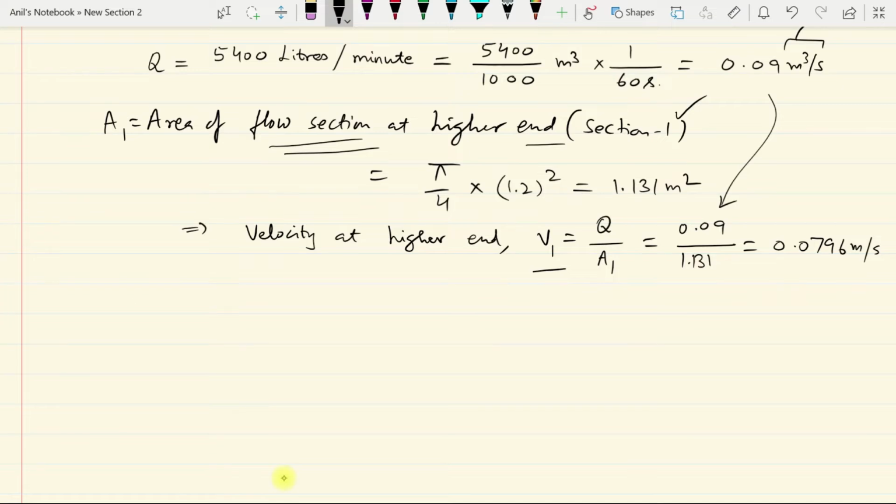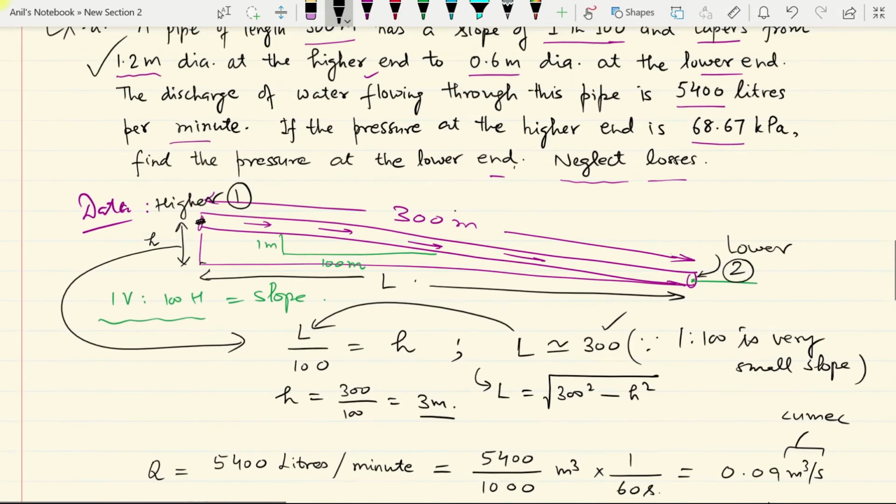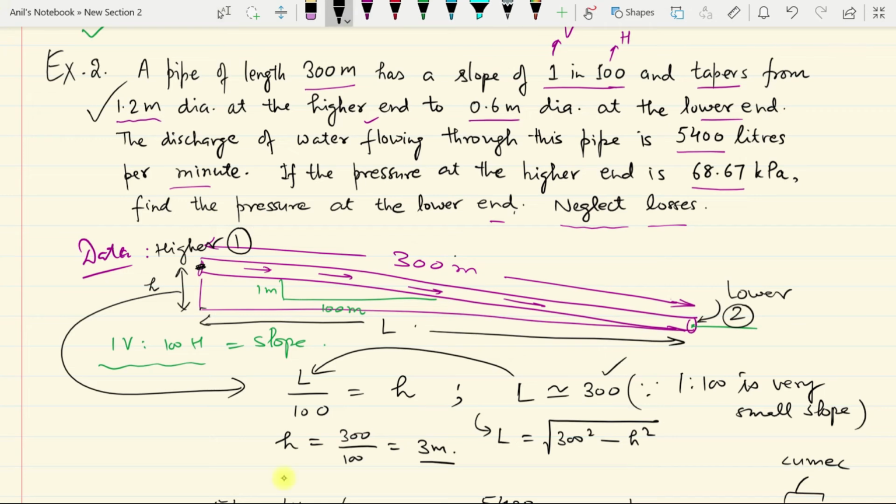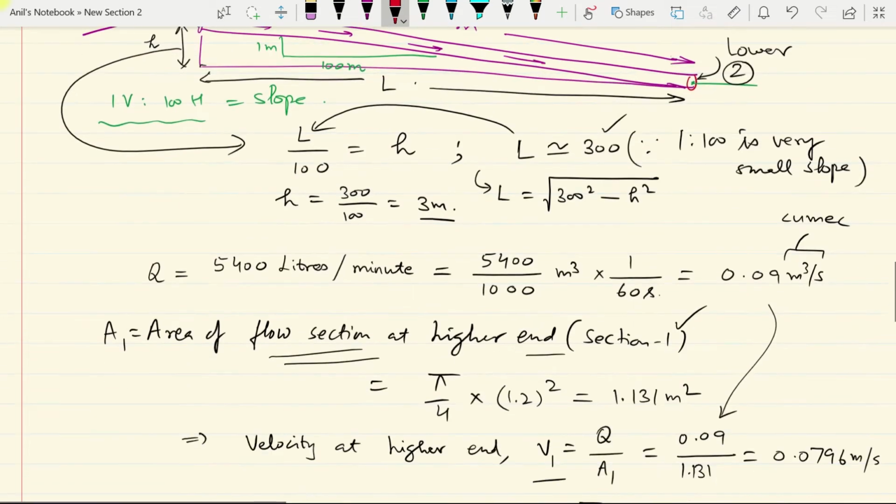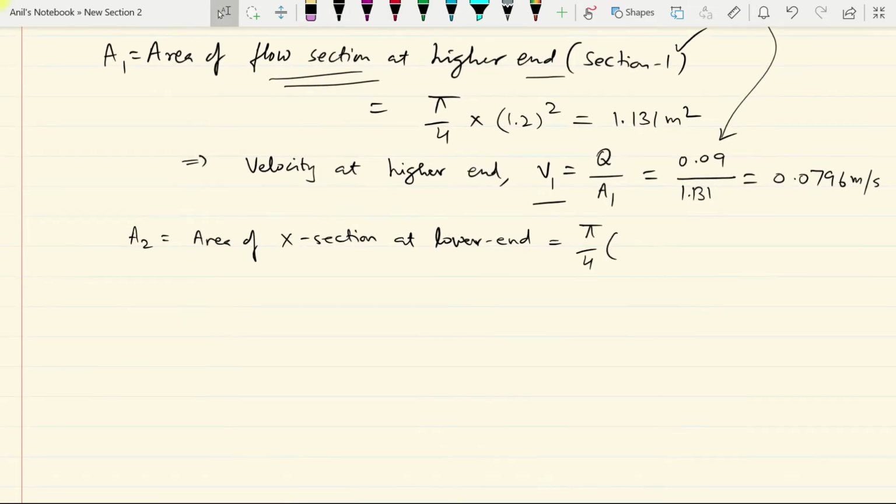Similarly, A2, which is the area of cross section or flow section at lower end, will be equal to pi by 4 into diameter square. Diameter at lower end is 0.6 meters, so this will be 0.6 square. It is 0.2827 meters square.